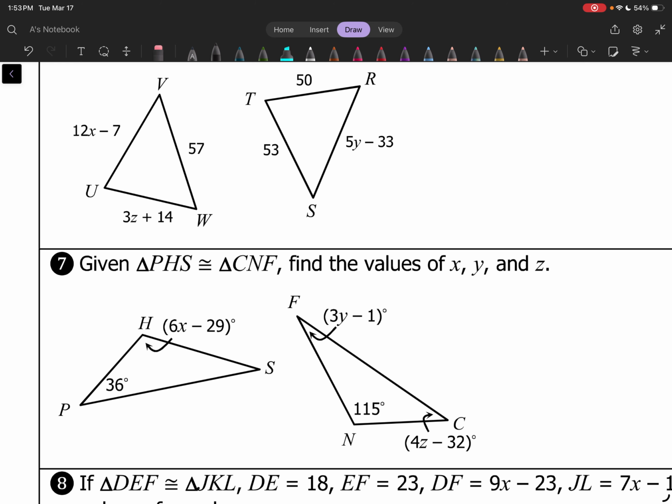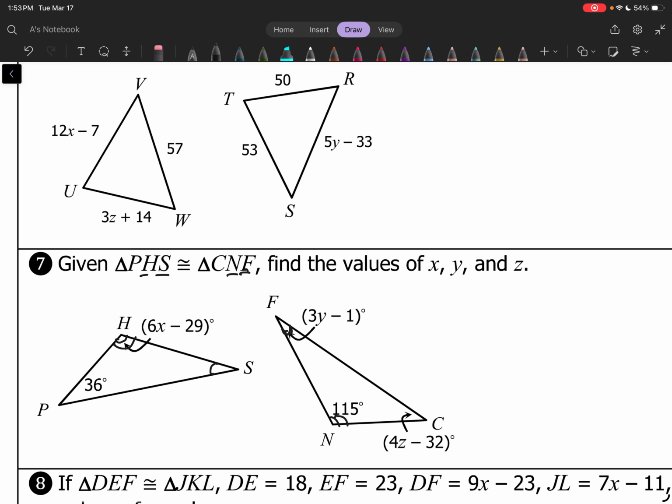All right, for F, which is my Y, F is correlating to S. Those are my angle markers. For X, which is the H, it is corresponding to N, which is 115. So 6x minus 29 equals 115. The Z value at C is the same as P, which is 36. 4Z minus 32 equals 36.